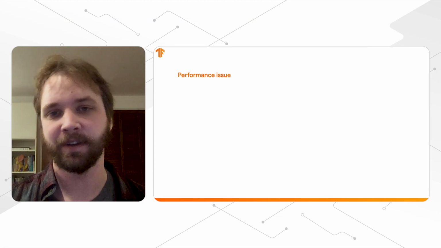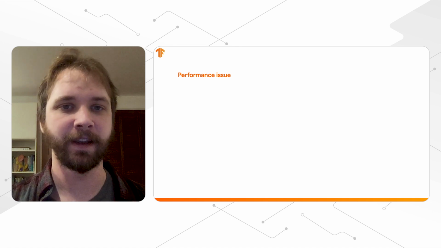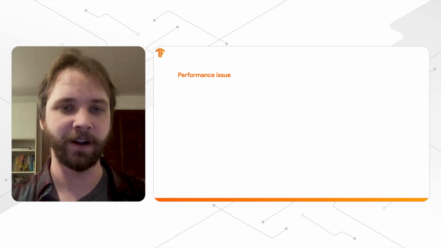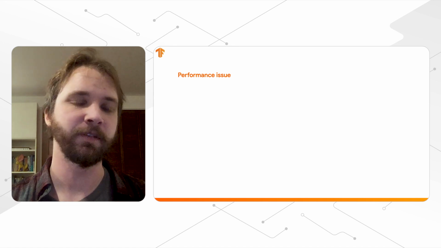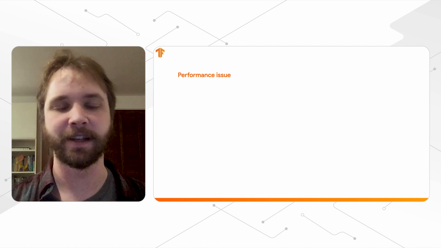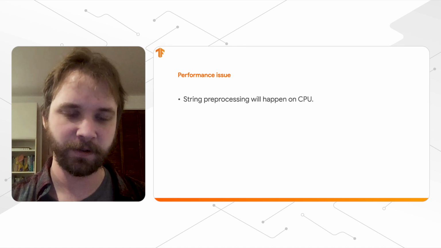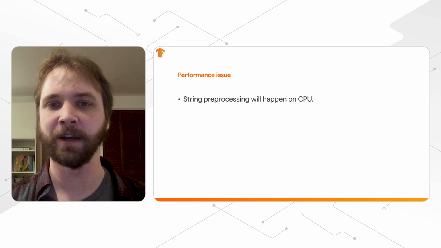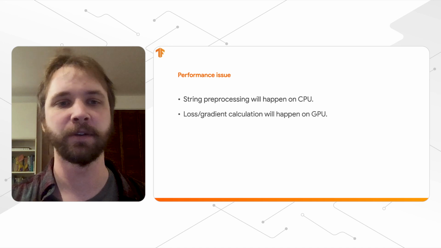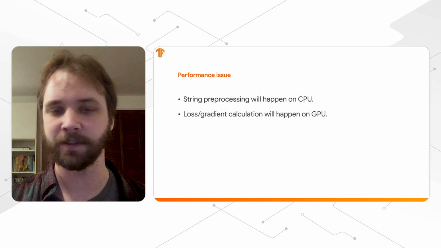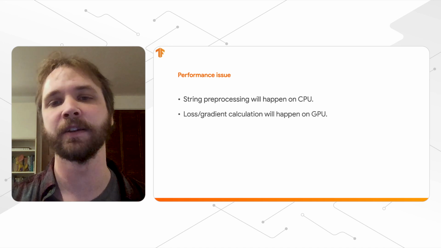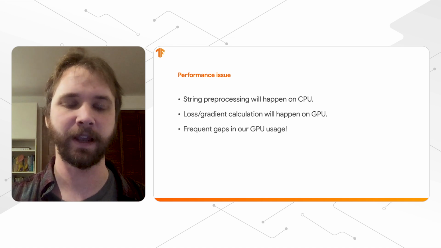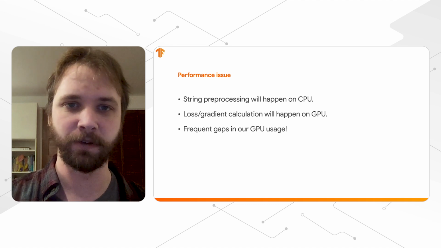So we've built a complete model. We've tried adding a new feature to it. But at this point, there's a performance issue that we should call out and fix. If you think about what's going to be happening as we're going about training our model, we're doing the string preprocessing. And when you're working with strings, that's generally going to be happening on the CPU always. And then you'll be doing your loss and your gradient calculation and your parameter updates mainly on the GPU. And the fact that we're bouncing between those two means there's going to be these frequent gaps in our GPU usage, which we do not want.